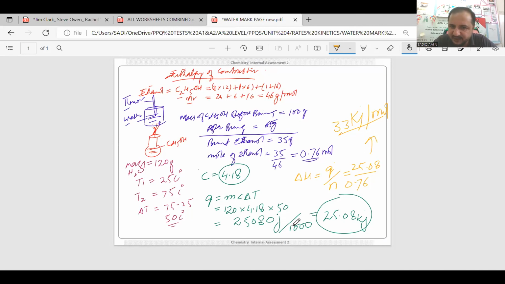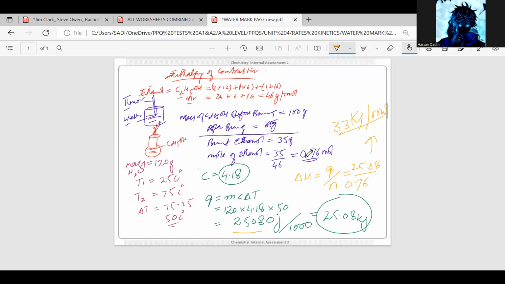But these are the steps. Every step is giving you marks. This is the first step where you get 1 mark. When you divide by 1,000, you get another mark. When you do this calculation, divide by the number of moles, you get another mark. And before that, if you're doing this delta T calculation, 1 mark is there for it. If you're finding the number of moles, 1 mark is there for it.